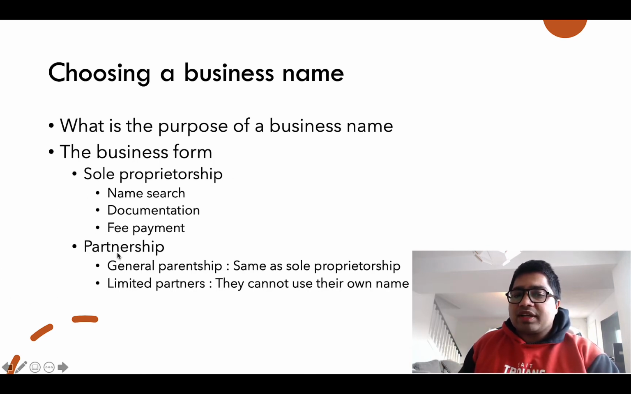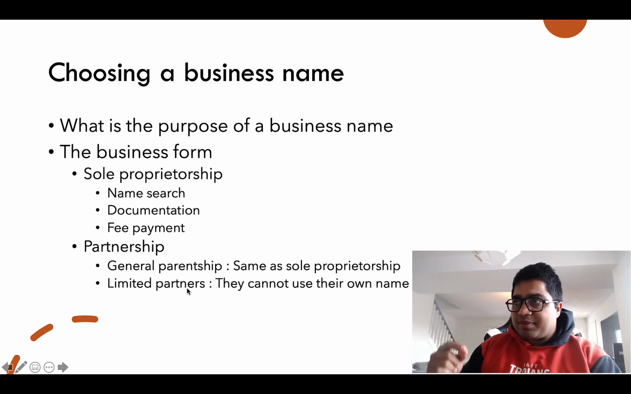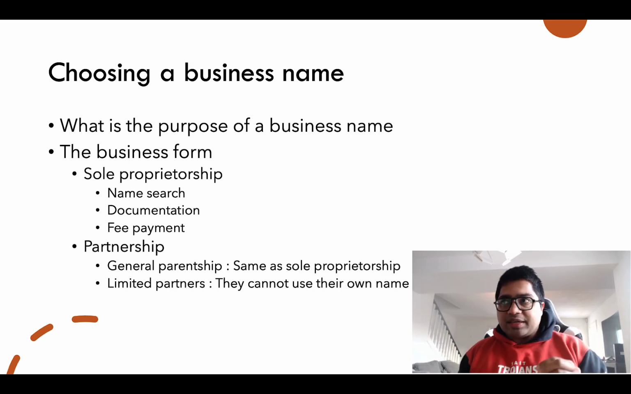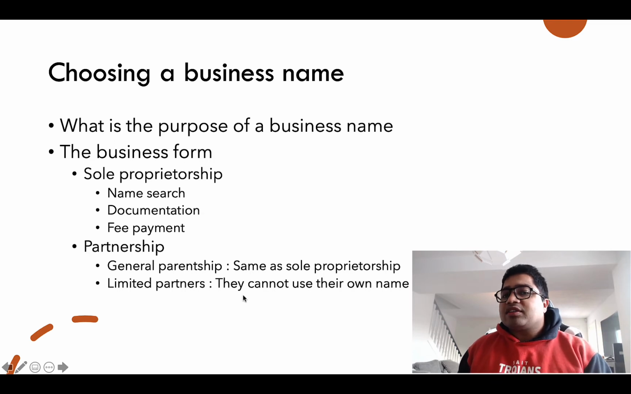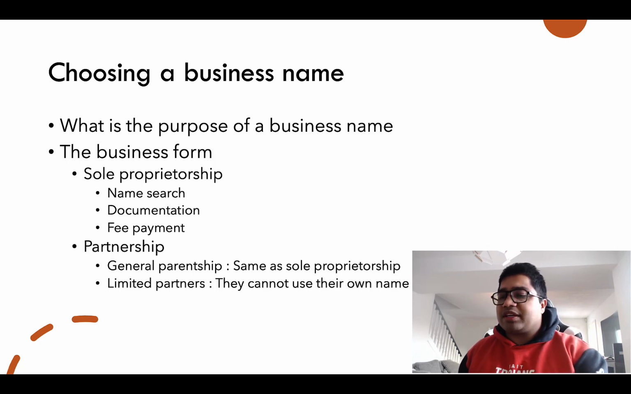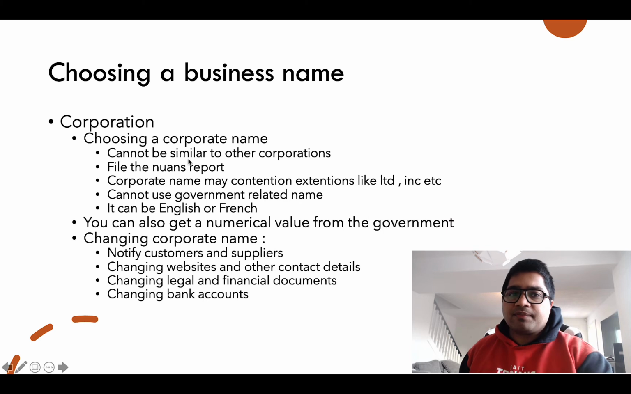Then you can set up your business as a partnership. If it is a general partnership, the process is the same. You need to do a name search, you need to document it, and you need to pay the fees. But if it is established as a limited partnership, limited partners are partners who are just coming in as an investor. They are not coming in to run the business. Limited partners cannot use their own name in the partnership. So the partnership cannot be named after limited partners. You have to be careful about that.